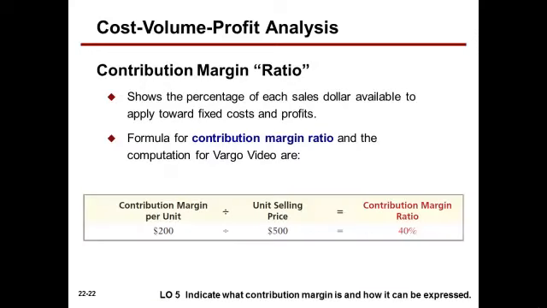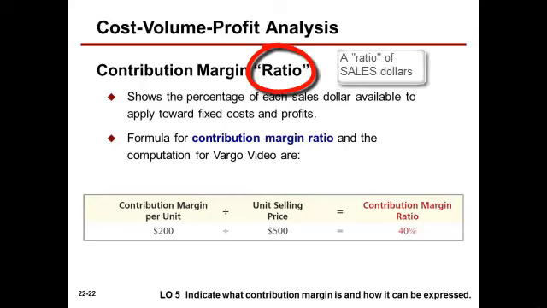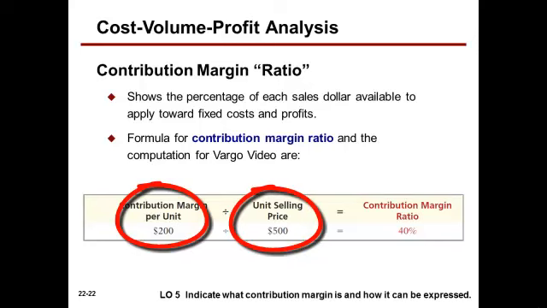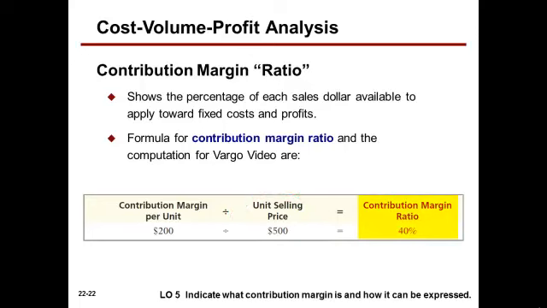We can also express contribution margin as a ratio. That is, we can show the percentage of each sales dollar available to apply toward fixed costs and profits. So the formula for contribution margin ratio and the computation for our company are as follows. Contribution margin per unit, $200, divided by unit selling price of $500 gives us a contribution margin of 40%. That means for each sales dollar made, 40 cents of that is profit at the CM level.